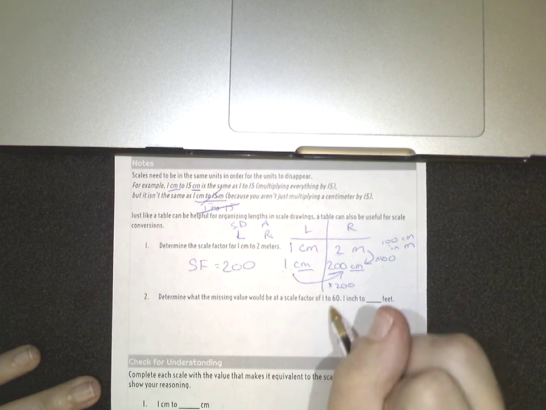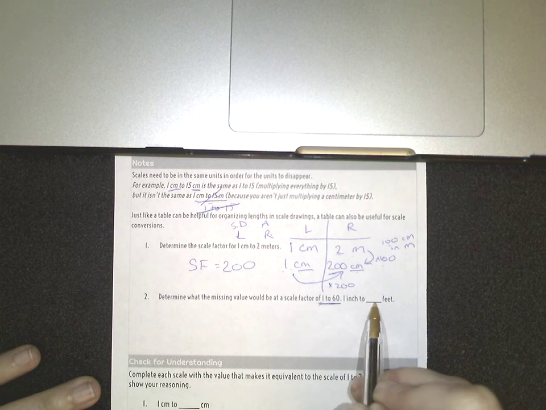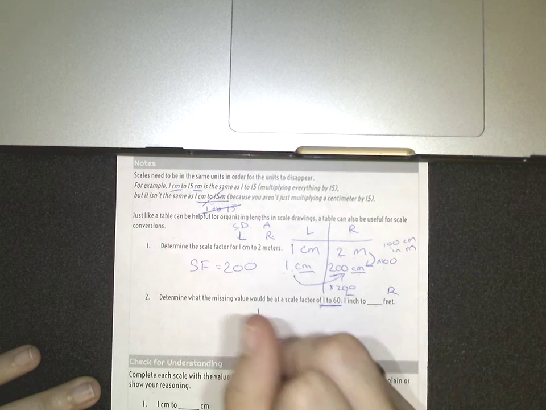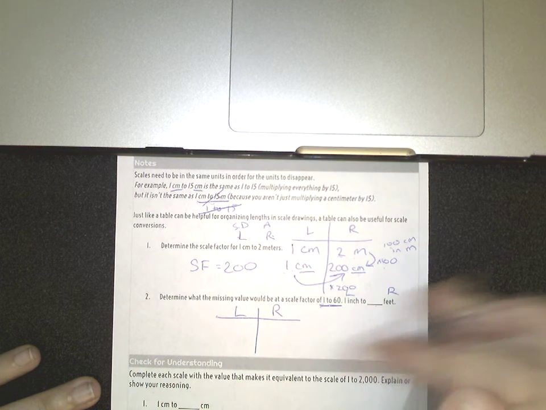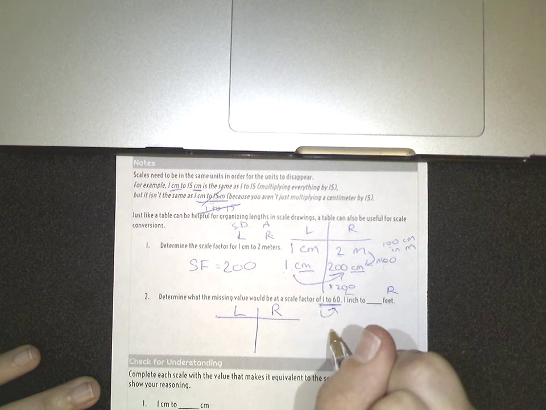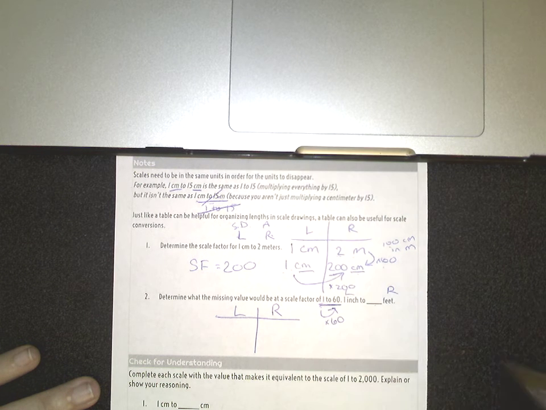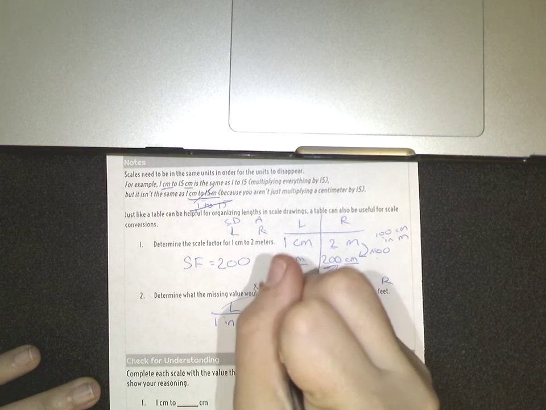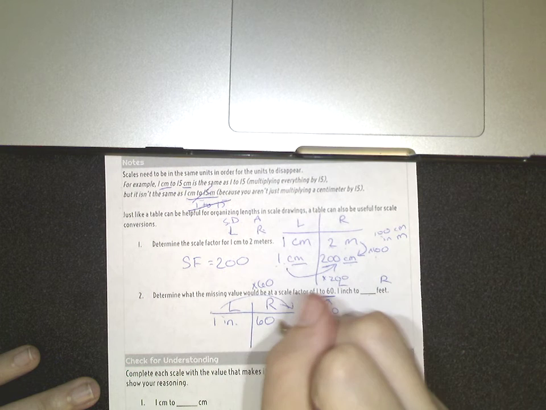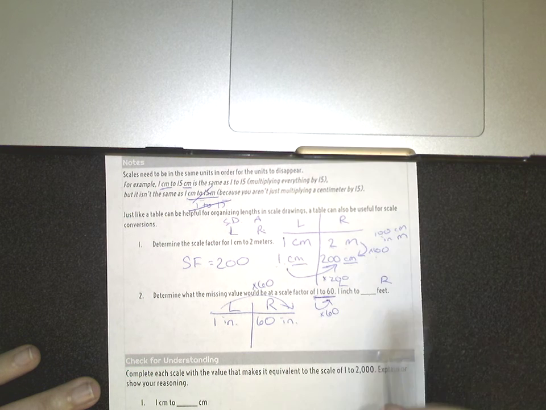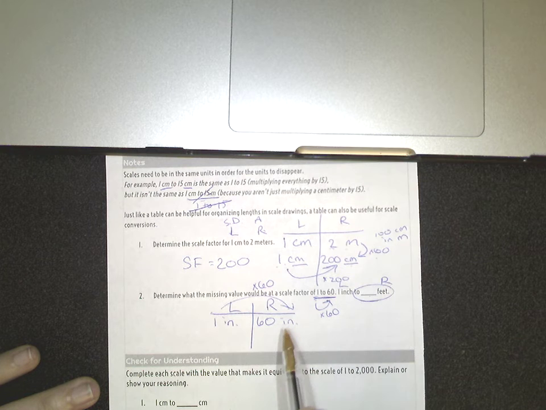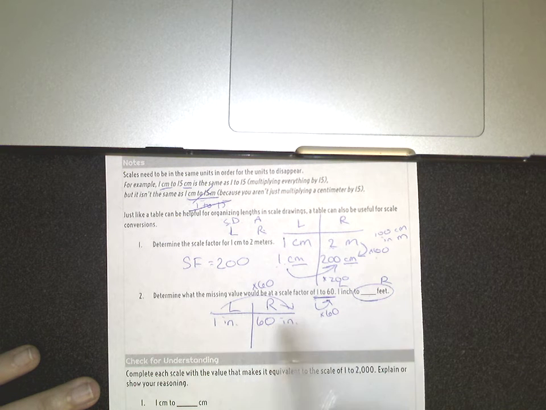Here, I have the scale. I'm missing some information. So if we're going from left to right, we know that if we're going from 1 to 60, that's a scale of times 60. So that would be like saying 1 inch times 60 is going to give me 60 inches. Now I just need to get that to feet. I know that there are 12 inches in every foot.